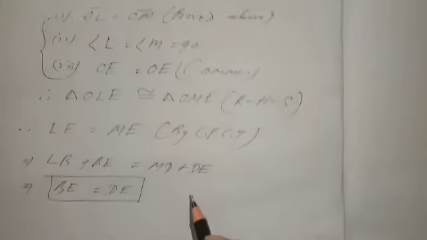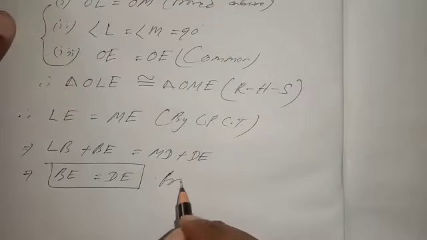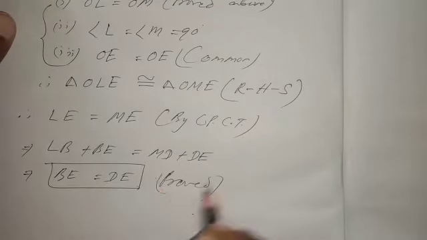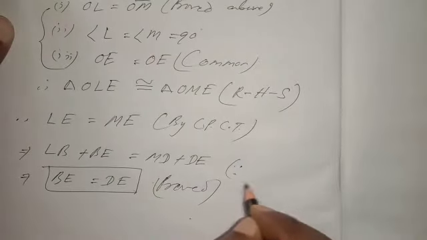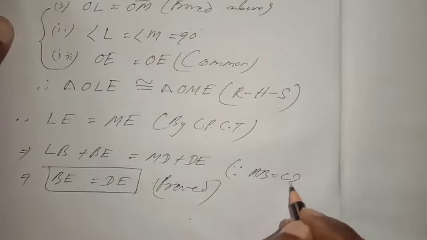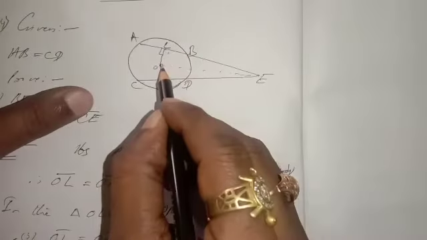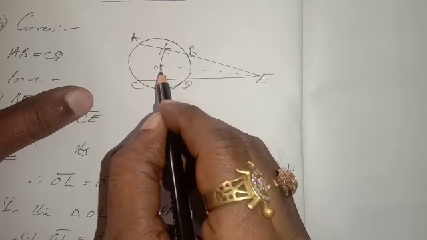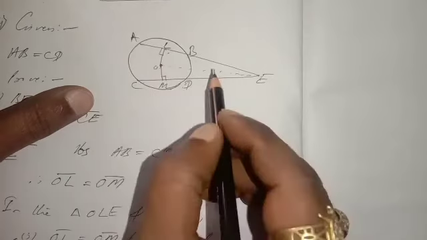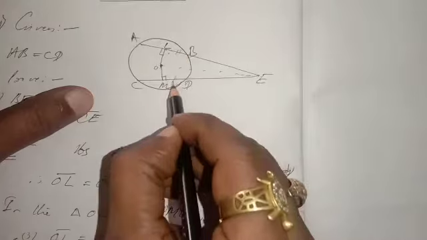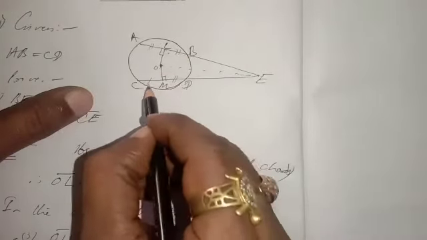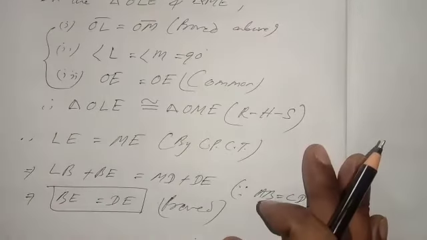Why is it equal? Because AB and CD are equal. Since AB is equal to CD, two equal chords, they will be bisected if you draw a perpendicular from the center to the chord. Therefore, LB is equal to MD. The first part is proved.